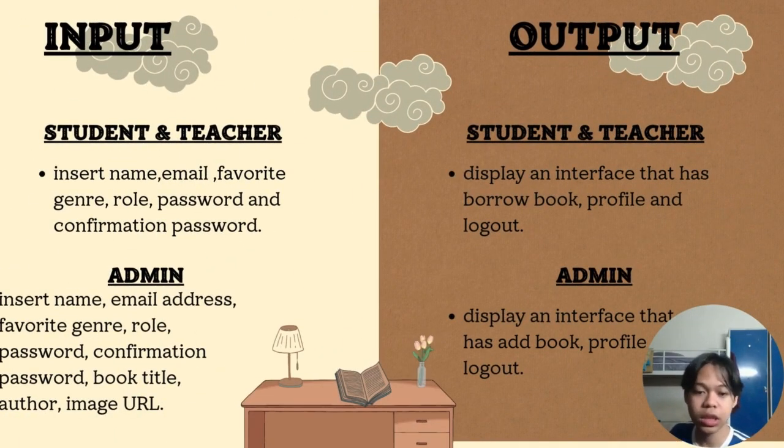For input, students and teachers need to insert name, email, favorite genre, role, password, and confirmation password. For admin, they need to insert name, email address, favorite genre, role, password, confirmation password, book title, author, and image URL. So the output students and teachers will get is a displayed interface that has borrow book, profile, and logout. For admin, a displayed interface that has add book, profile, and logout.